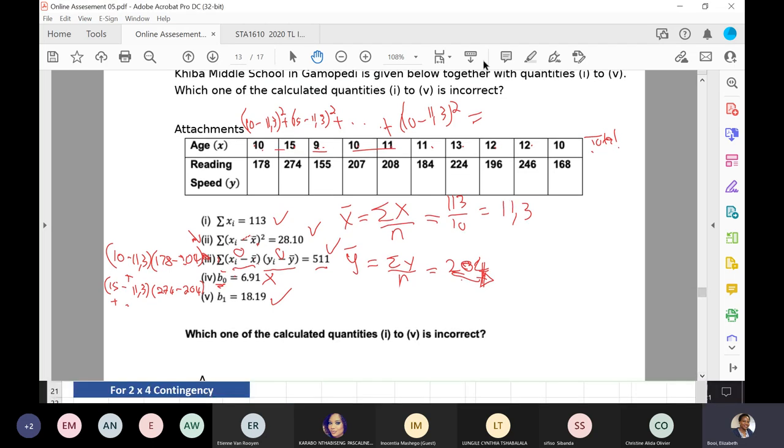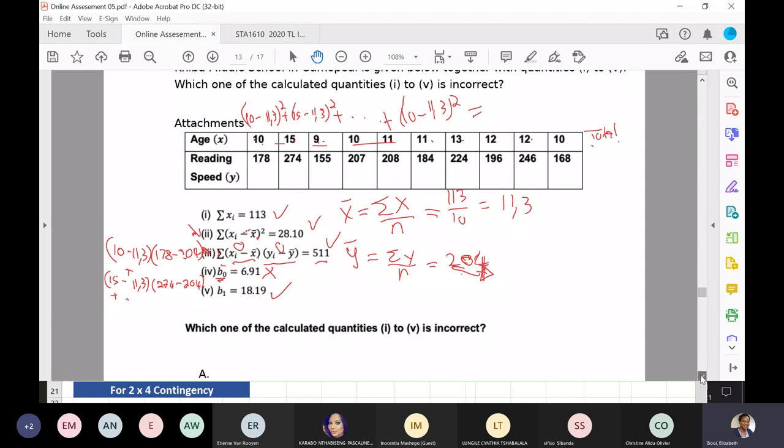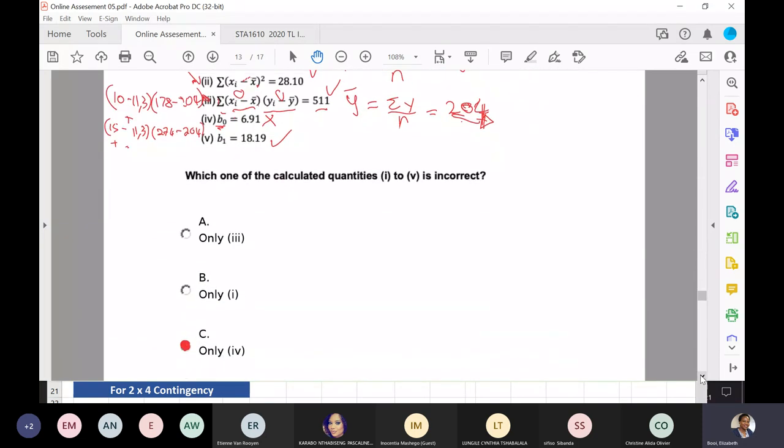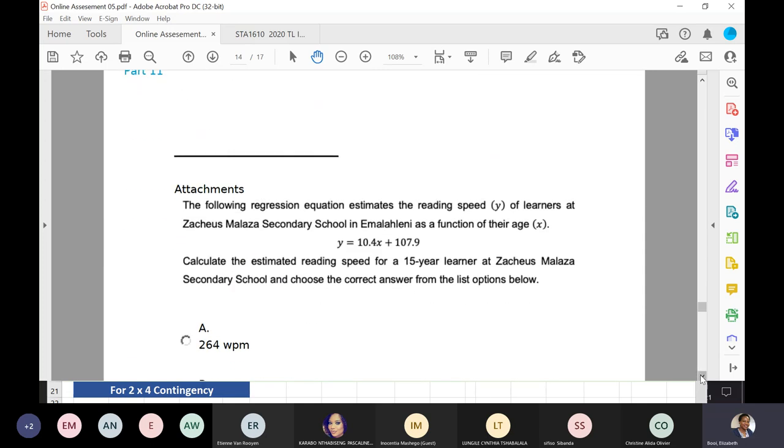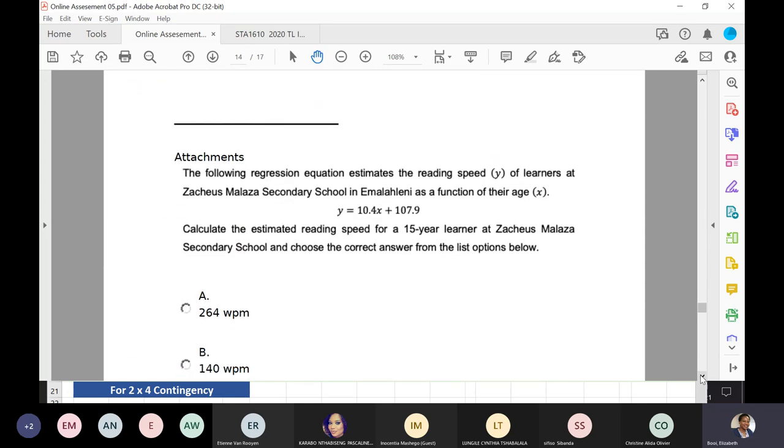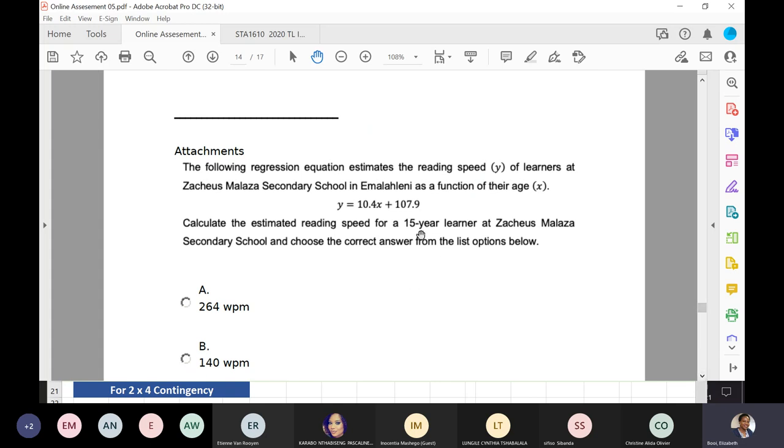Hopefully in the exam, they're not going to give you complex questions like this, because you're only going to get two questions from the regression, or one question, depending. Attached, I don't see any attached. So probably I'm going to assume that this was the one that was attached.